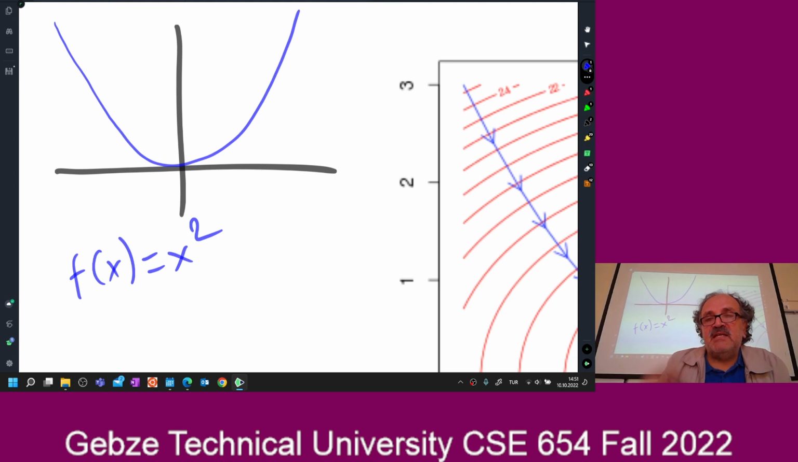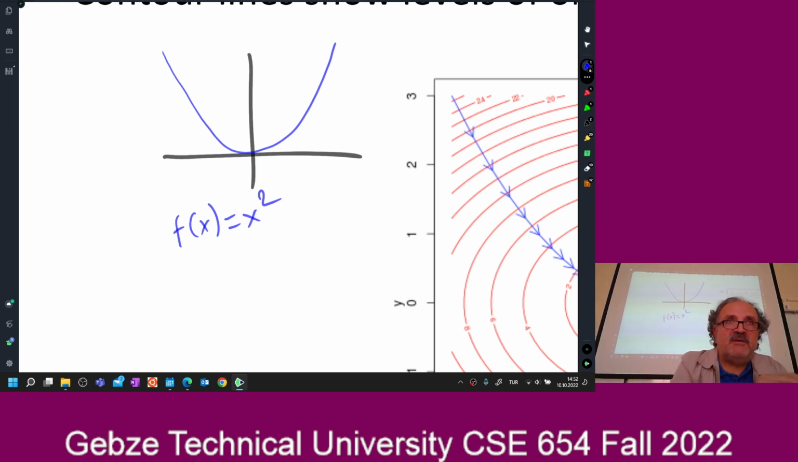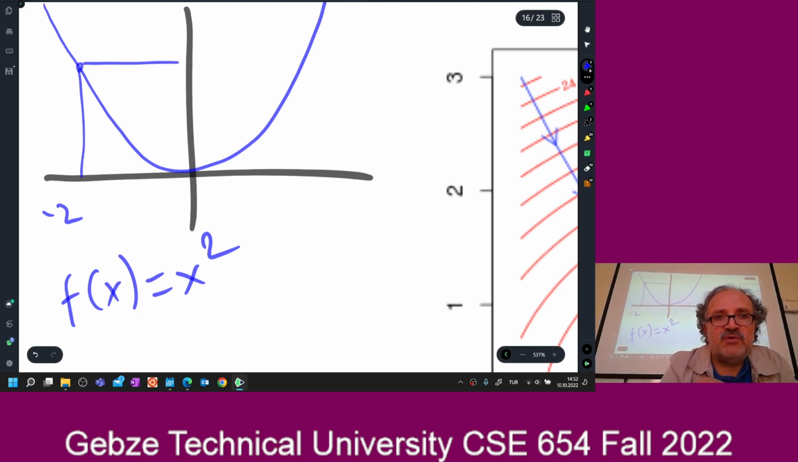This is a single dimensional problem. Where does this function produce the minimum number? Of course, you're going to say it is 0, but let's try to find it numerically. We are going to start from a random assignment, and move from random towards better solutions. Let's say I started from x equals minus 2. If I put minus 2 in here, it's going to be 4.